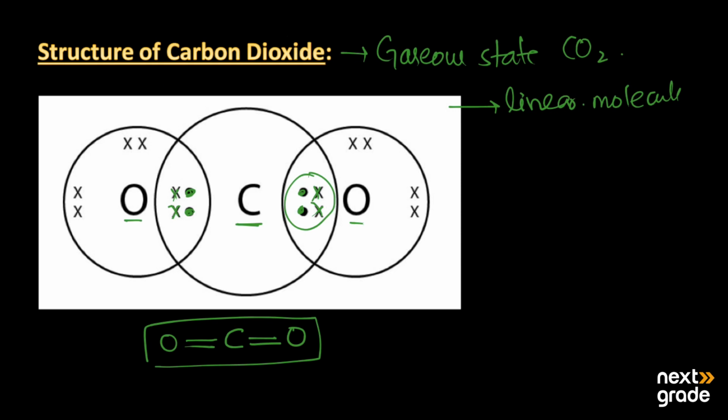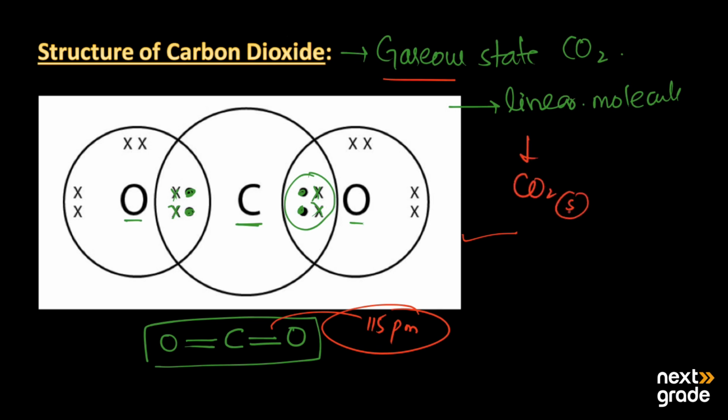If we just observe the bond distance between carbon and oxygen, here we have almost 115 picometer, and it is in agreement with the structure shown. On the other hand, carbon dioxide is present in the gaseous state, but we can also convert it into the solid state. When carbon dioxide is present in the solid state, it has a face-centered cubic structure.